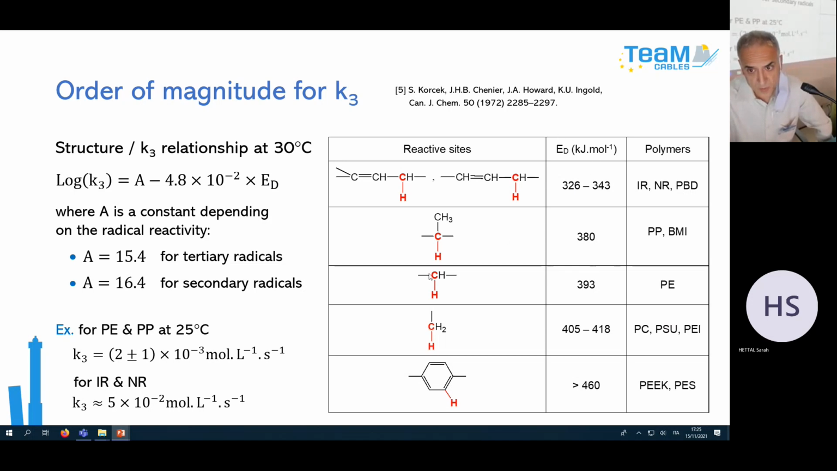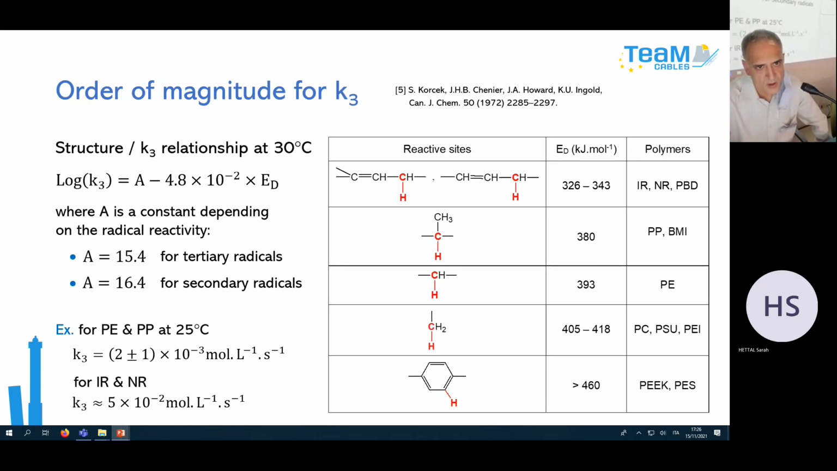So with this dissociation energy and with this relationship, if you know the chemical structure of your polymer, you can have an idea of the stability to oxidation of this polymer. As an example here, you can see the value of this rate constant calculated at room temperature for polyethylene and polypropylene, and for unsaturated elastomer. You can see that you have a strong difference, which explains why elastomers are considerably more oxidizable than polyolefin.